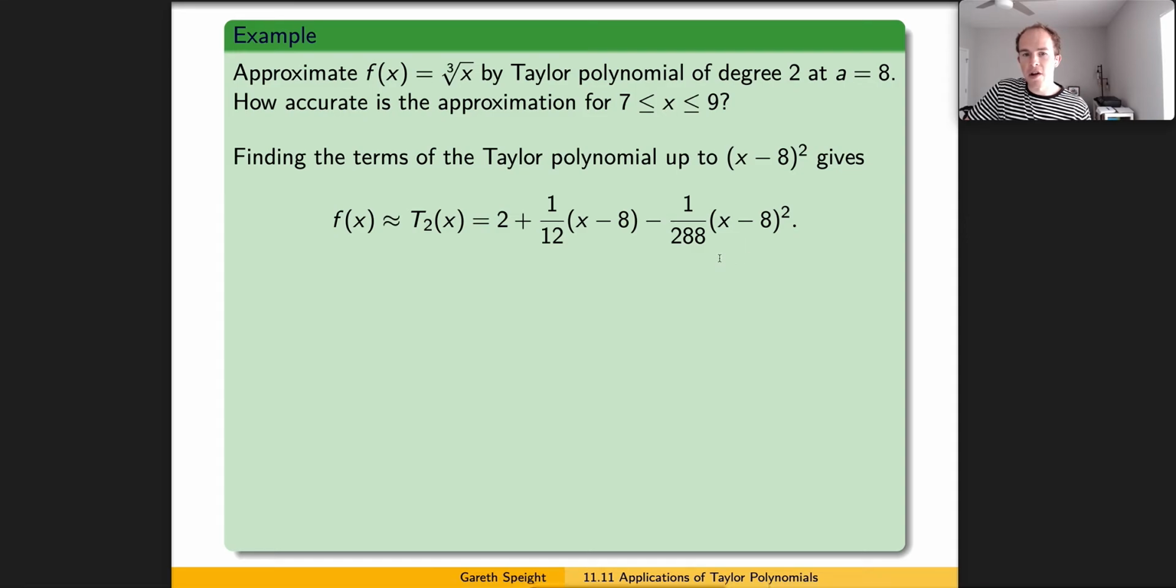And this is not necessarily alternating. For instance, if x is bigger than 8, then we would have 2 plus 1 over 12 times (x minus 8). These first two terms will be positive. So we'd have positive, positive. It's not going to be alternating. So we want to use Taylor's inequality.